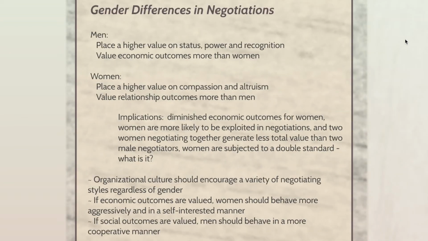Something really important to understand about negotiations is that there are clear, marked gender differences in negotiations. Men place a higher value on status, power, and recognition, and they value economic outcomes more than women do. On the other hand, women place a higher value on compassion and altruism, and they value relationship outcomes more than men. Some of the implications of this are that women experience diminished economic outcomes when they negotiate. Women are more likely to be exploited in negotiations, and unfortunately, two women negotiating together are more likely to generate less total value than two male negotiators.